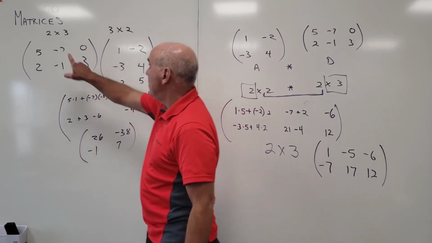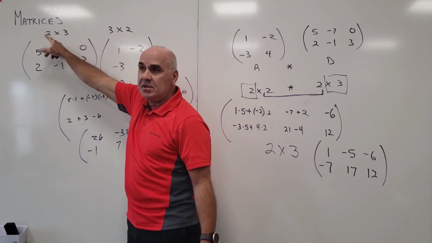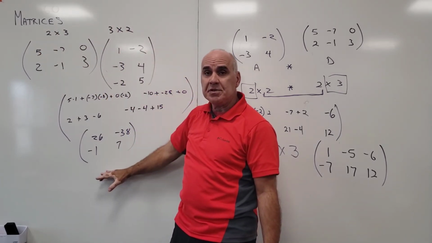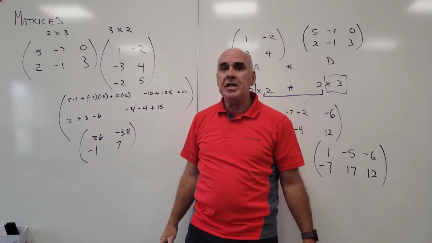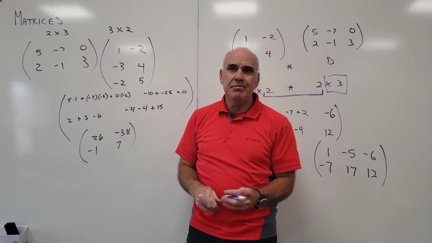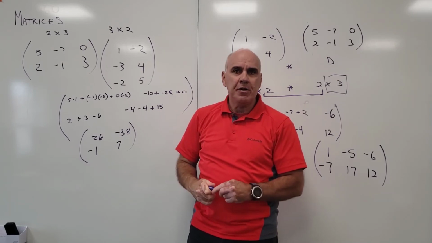And so my final result is a 2 by 2. The inner numbers match, the outer numbers tell us what the final matrix will look like. Okay? And that's matrix multiplication. Big matrices, much more tedious, not really harder, just more tedious, more room for error.